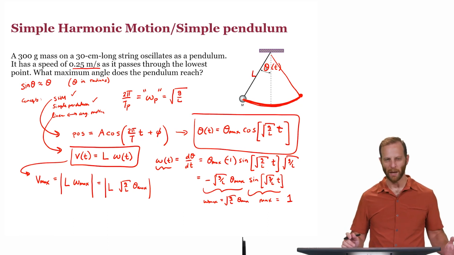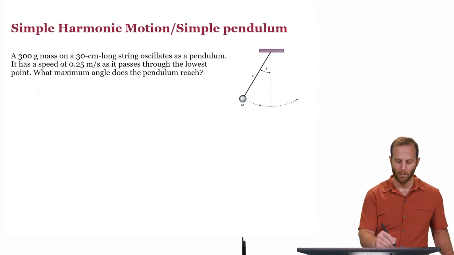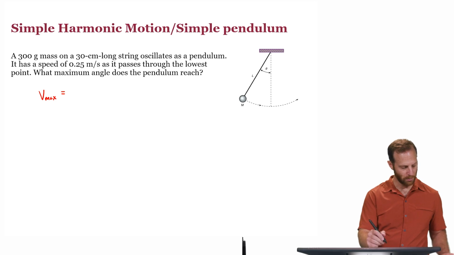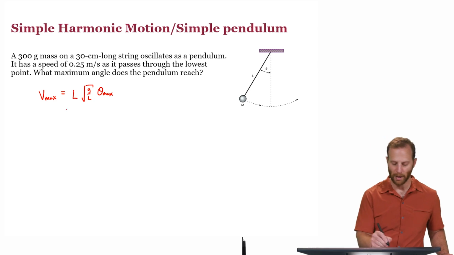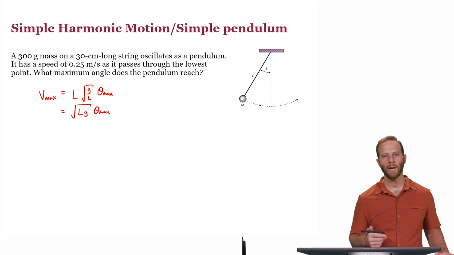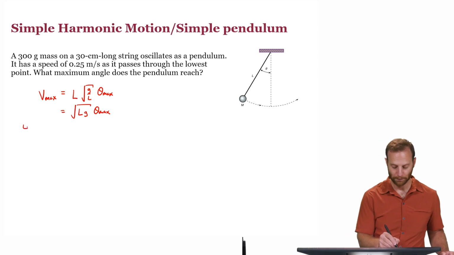Let's summarize what we have. What we just determined is the maximum speed should be simply related by L square root g over L times theta max, which we can simplify a little bit and write this as the square root of Lg times theta max. Now all we need to do is rearrange and solve for theta max.